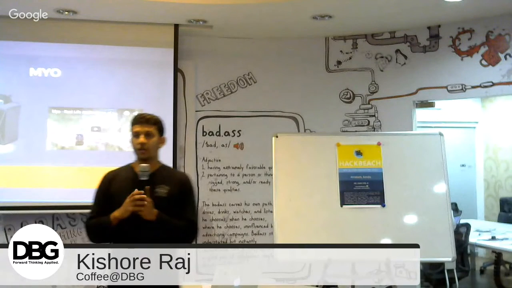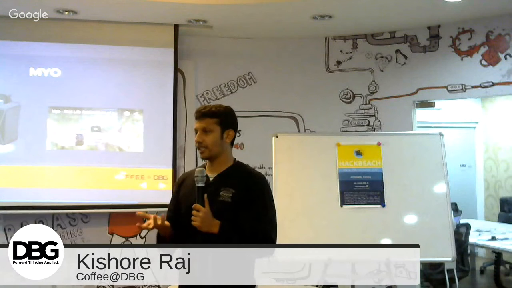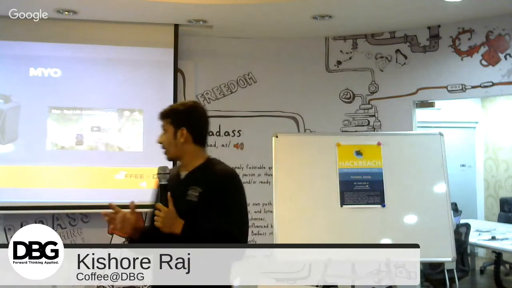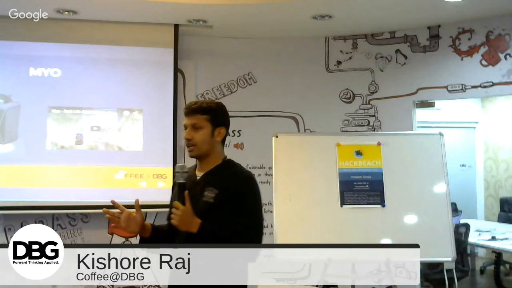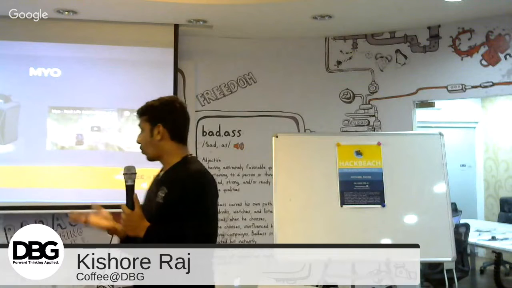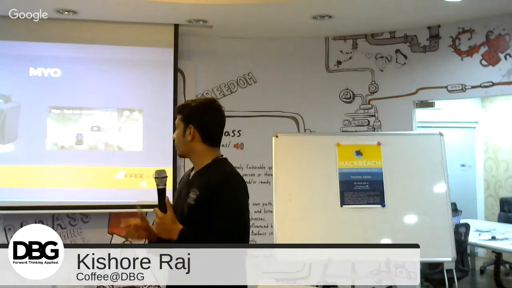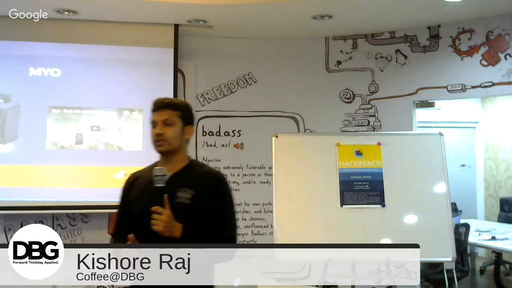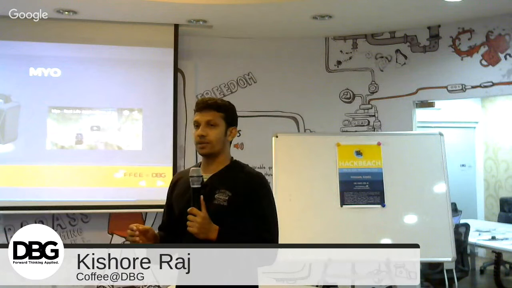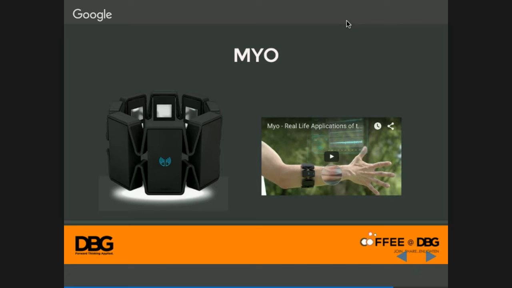Next one is MYO. MYO is an armband. It's a motion controlling device. By using this, we can control various devices like a PC, our phones, even a quadcopter, everything. We can also control applications such as iTunes. And it's really good for presentation purposes. I will show you a video so that you can understand more about this.